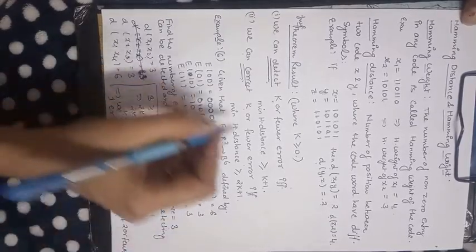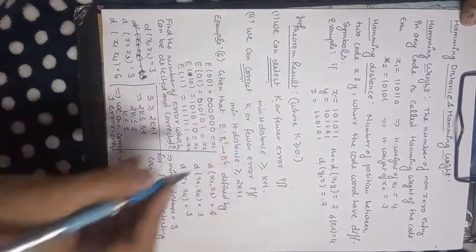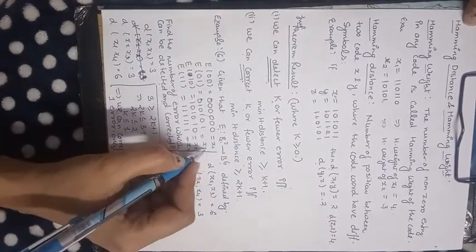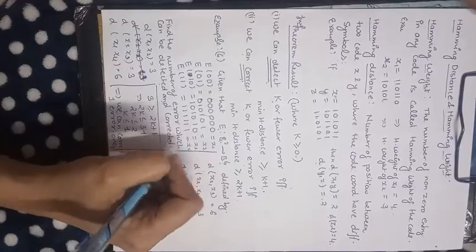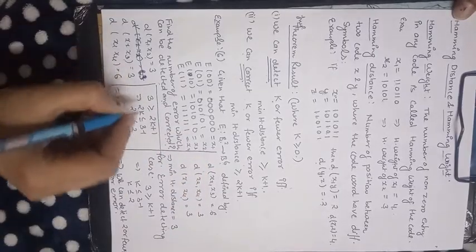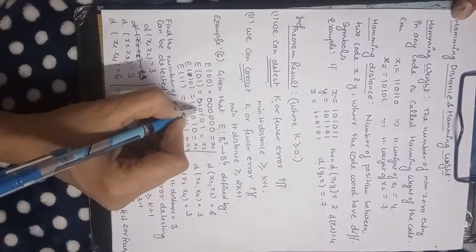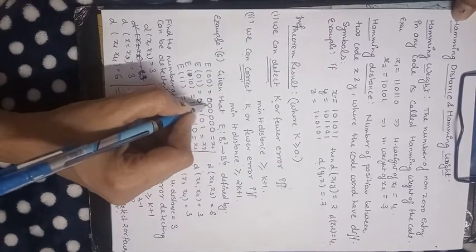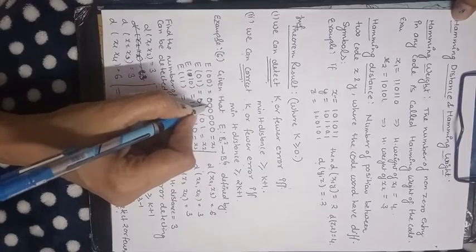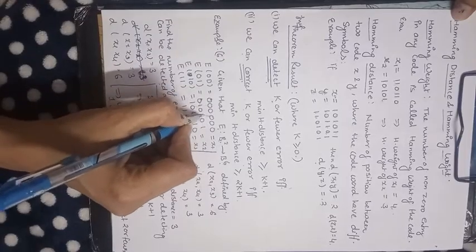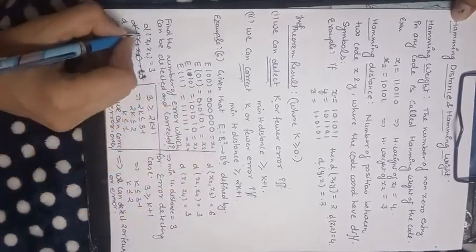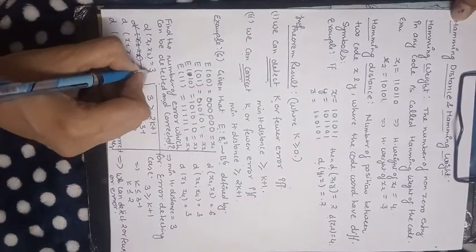Now we have to find the minimum Hamming distance. That means first of all we have to find the Hamming distance among all. Now, the distance between x1 and x2 is what? Comparing x1 and x2, the number of different entries: first place is different, third place is different, and last place is different. That means the distance between x1 and x2 is equal to 3.